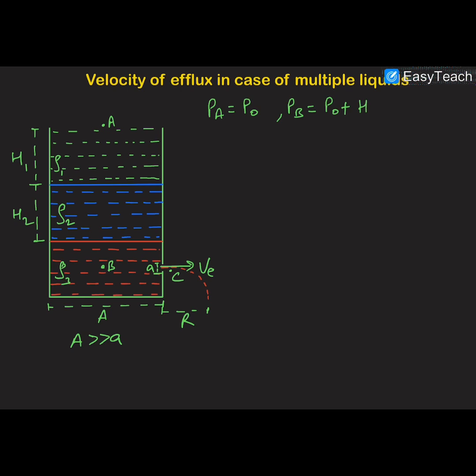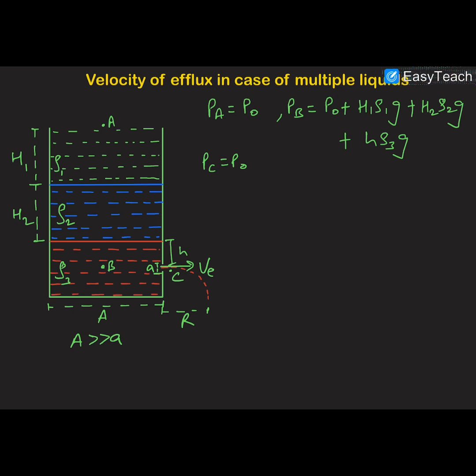So this is H1 rho 1 G plus this will be H2 rho 2 G plus, and this will be small h, let's suppose it is small h, rho 3 G. Okay, and the pressure at C will be equal to P naught because this is just outside the container. So the pressure at C will be equal to P naught.